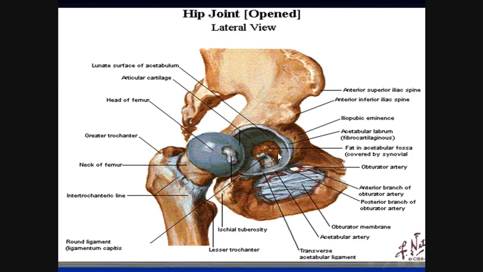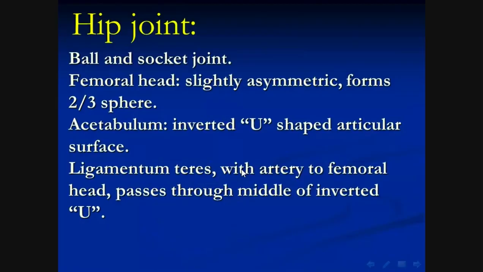The head of the femur articulates with the acetabulum and forms the hip joint. So the hip joint is a ball and socket joint. The femoral head is slightly asymmetric and forms about two-thirds of a sphere. The acetabulum is an inverted U-shaped articular surface, and the ligamentum teres with the artery to the femoral head passes through the middle of the inverted U.